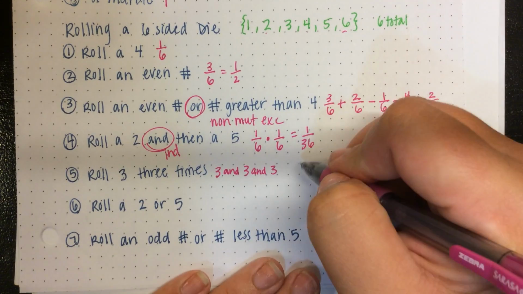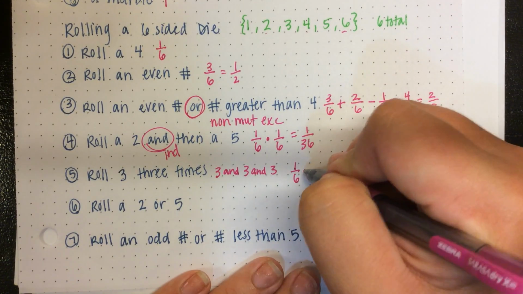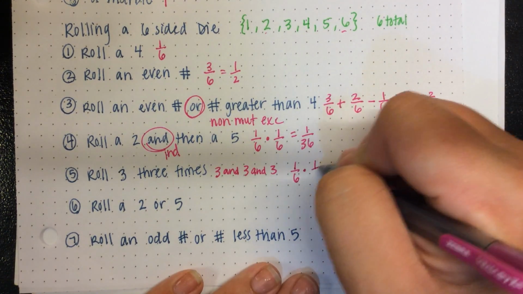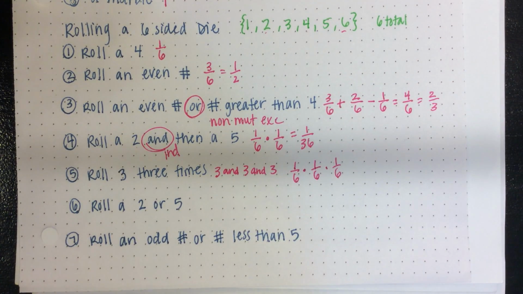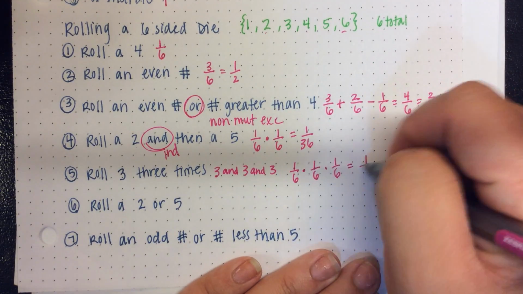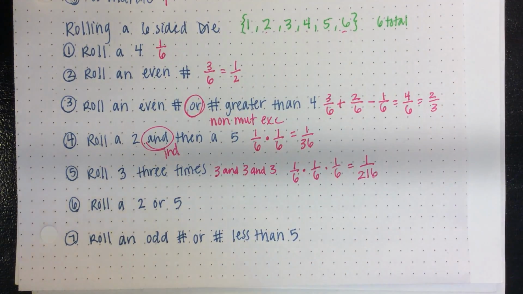My probability of getting a 3 the first time is 1 out of 6. Then I pick it up and I start again, so it's 1 out of 6. Then I pick it up and I start again, so it's 1 out of 6. So then I have 6 times 6 times 6, which is 1 over 216. So very, very slim chances, right?